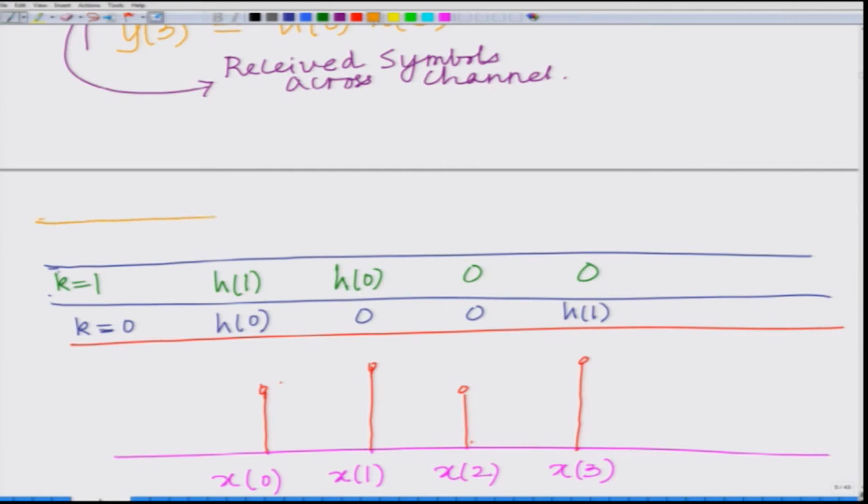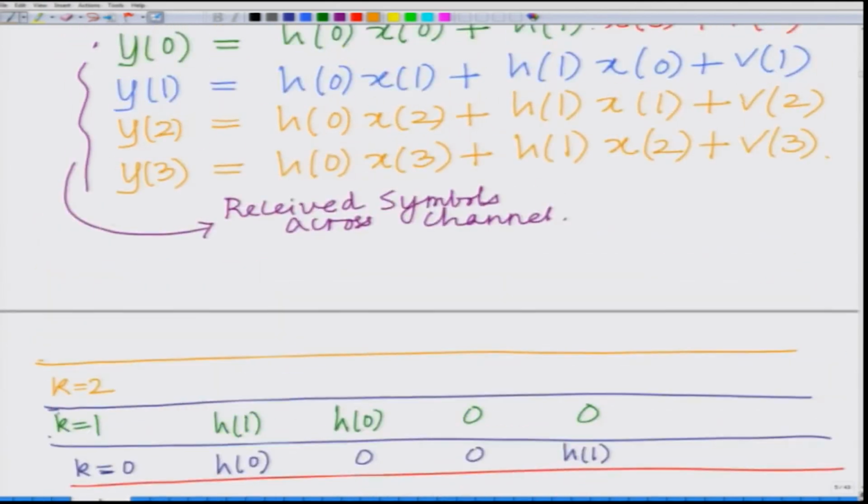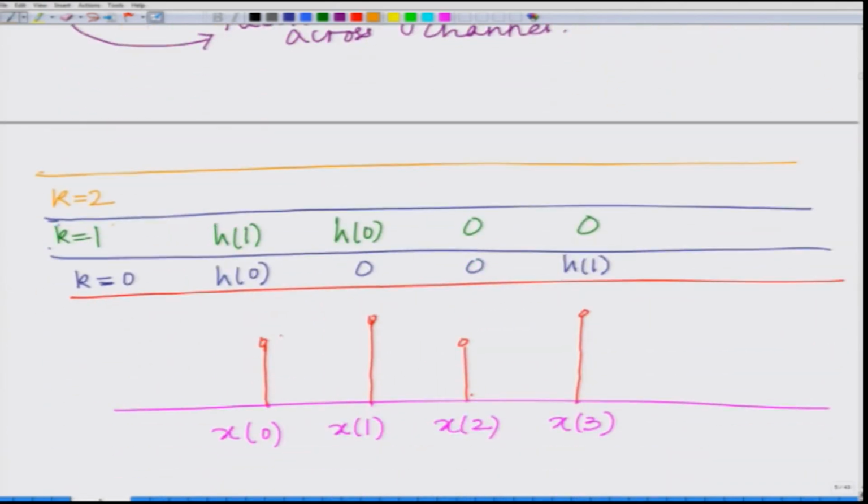And at time k equal to 2, now look at something interesting, I have h0 times x2 plus h1 times x1. And now if you can see at time k equal to 3, I have h0 times x3 plus h1 times x2 plus 0 times x1 plus 0 times x0.